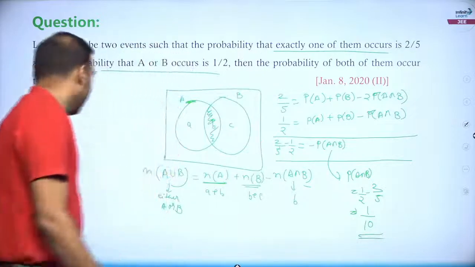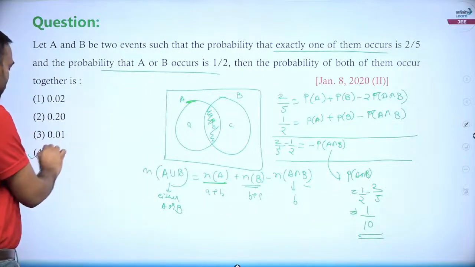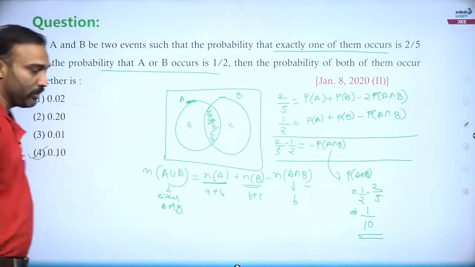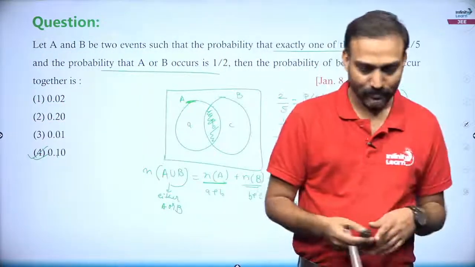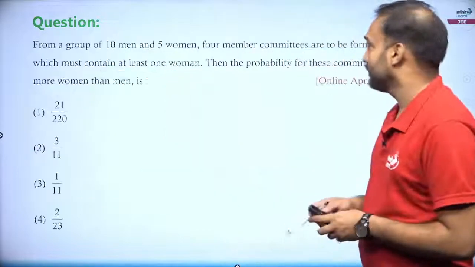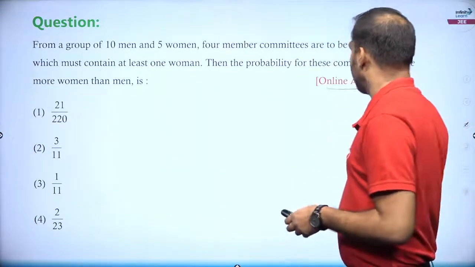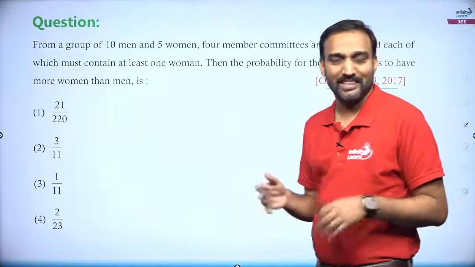So 1 by 10 is the probability. Be careful, it is 0.1, not 0.01, right? So your answer would be option 4 over here. Right, so that was the online exam 2017. Let us try this example now.